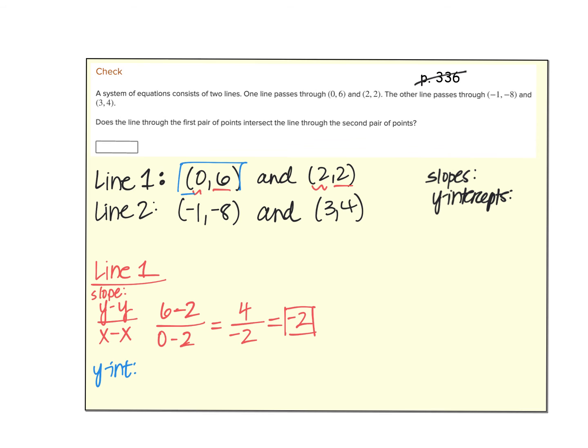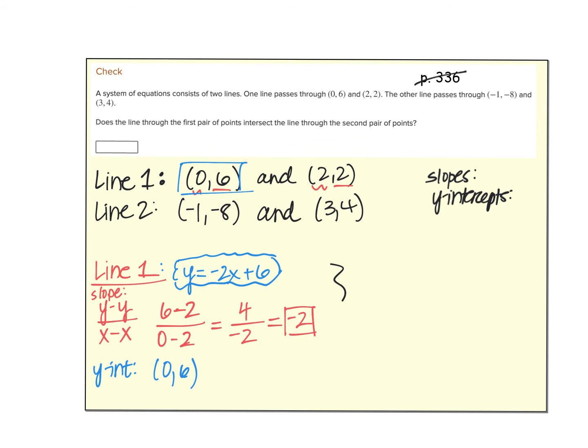It's just this point, (0, 6). That's my starting point, so I don't have to do a lot of work for that. For my line 1, I'm actually even going to write the equation. So I'm going to say, okay, I got my final equation: y equals, I know my slope, -2x, plus my y-intercept is 6. Okay, so I found all of that for line 1.